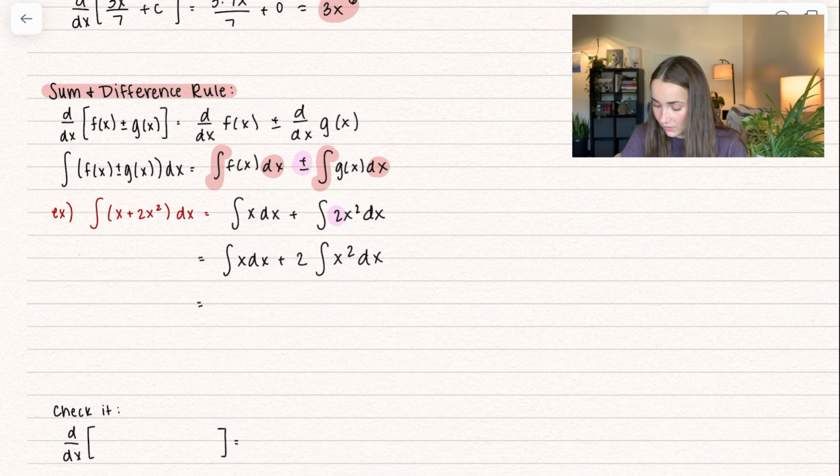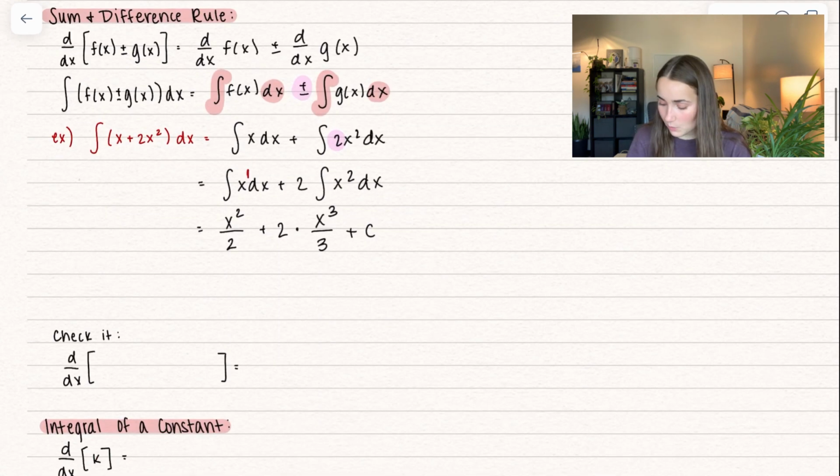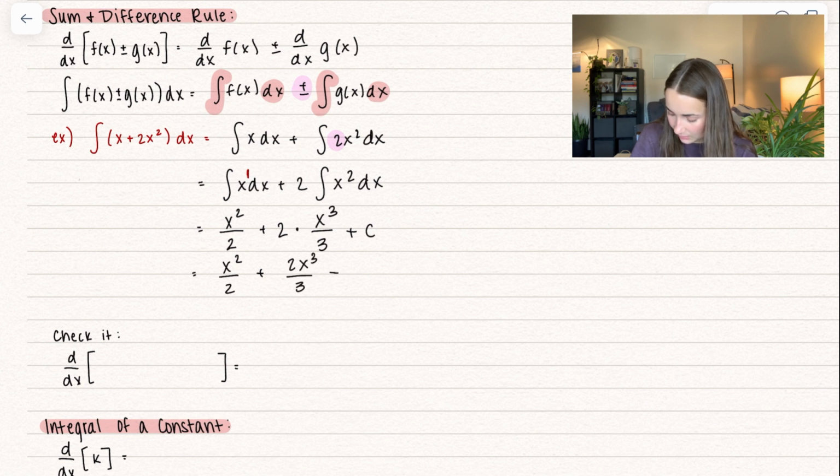So remember that when there's no exponent, there's a secret exponent of 1. And so here we add 1 to the exponent, so we get x squared, and we divide by the new exponent. That 2 hangs out here, and now we have x to the power of 3 divided by 3. And then don't forget to add that value c. So if you wanted, you could rewrite that. So that becomes x squared divided by 2 plus 2x cubed divided by 3 plus c.